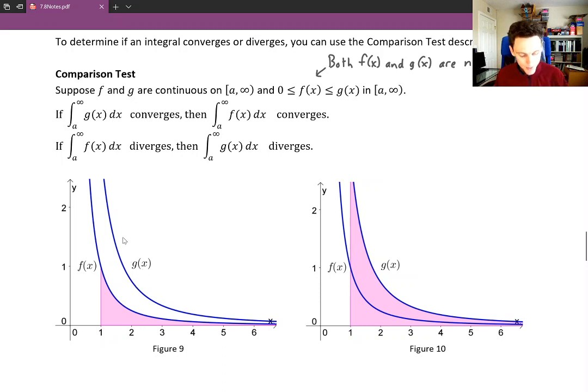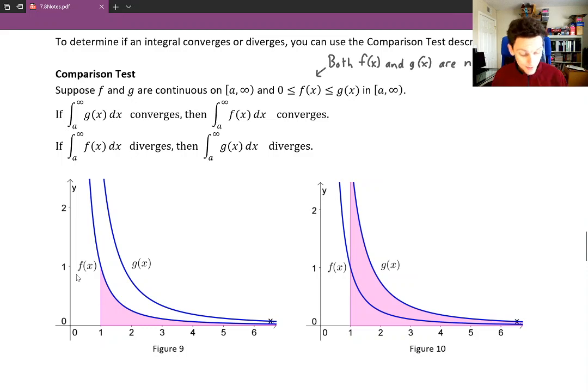Figure 9 shows a picture. Here we have g of x on the top, it's the bigger function. f of x below it, it's the smaller function. And what it's saying is that if from 1 to infinity g of x converges, so in other words it has a finite area under it, then f of x has to converge as well because it's got smaller area under it.